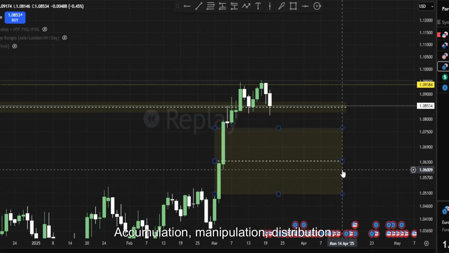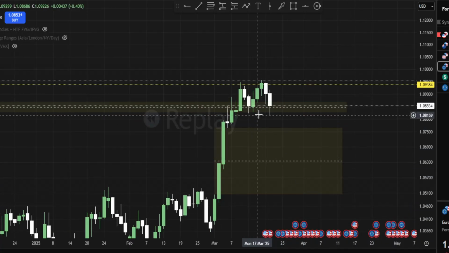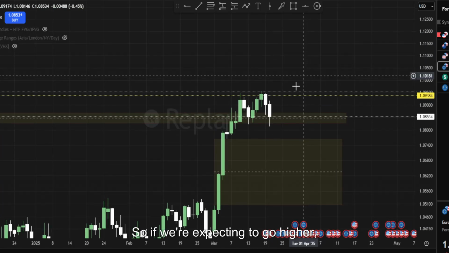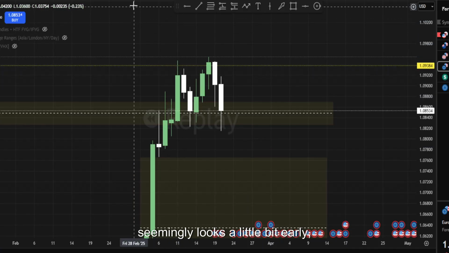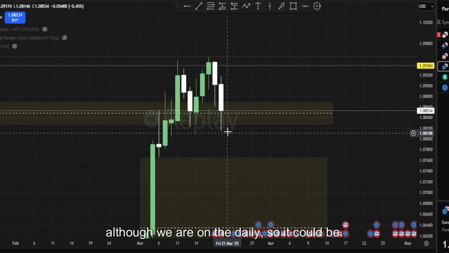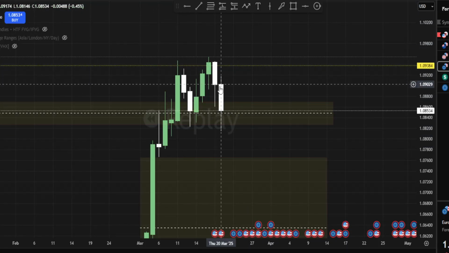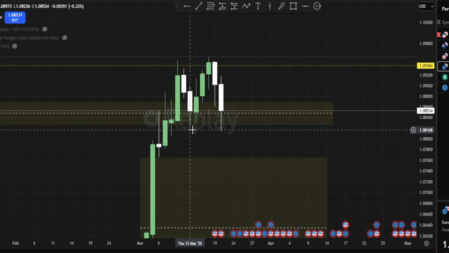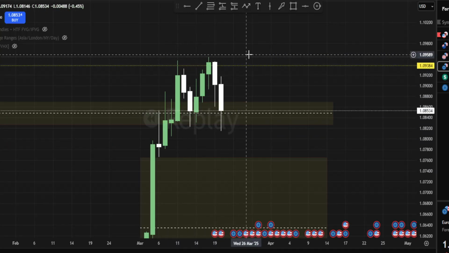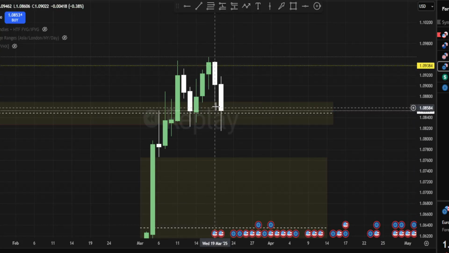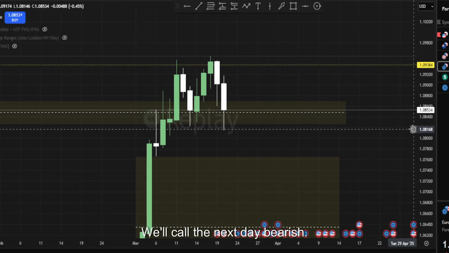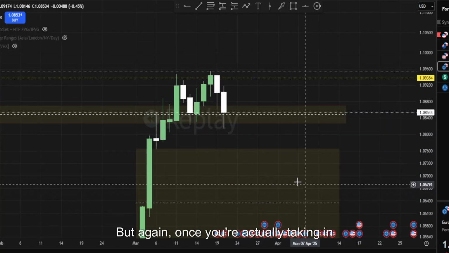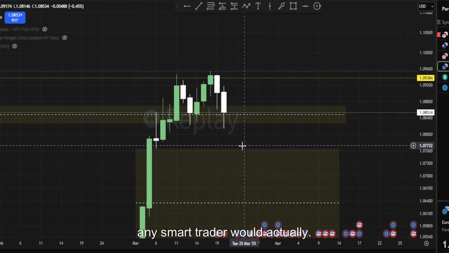Accumulation, manipulation, distribution. So if we're expecting to go higher, this technically, although seemingly looks a little bit early, although we are on the daily, so it could be. This could have been the manipulation, getting everybody to try and go short. We clear the lows, but we should see. Again, we did close below the previous day low, so based on just showing out these rules, we'll call the next day bearish. But again, once you're actually taking in context, any smart trader would actually.